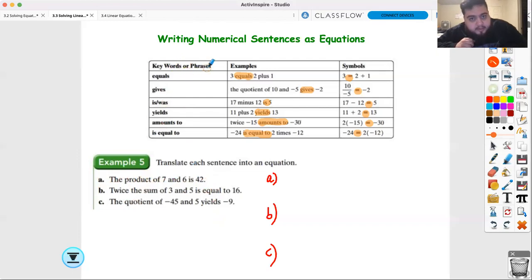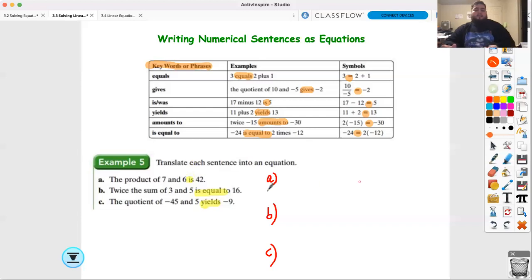And the keywords are right here. You see it? So for A, we have the product of 7 and 6 is 42. The keyword for that is right here: is. For B, it's is equal to, and for C, it's yields.